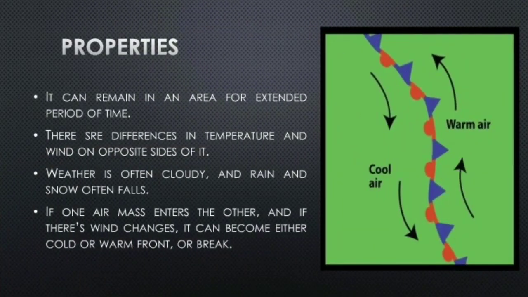Another property is that precipitation is often along this type of front from cumulonimbus or nimbostratus cloud formations. As this front passes, the wind changes direction and the temperature either warms or cools. However, after this front passes, the sky is usually much clearer and the air is drier.